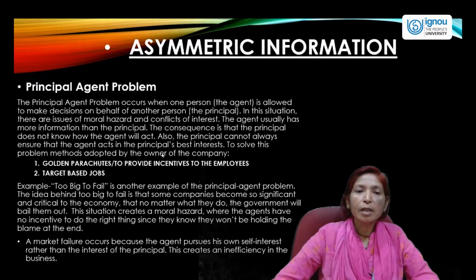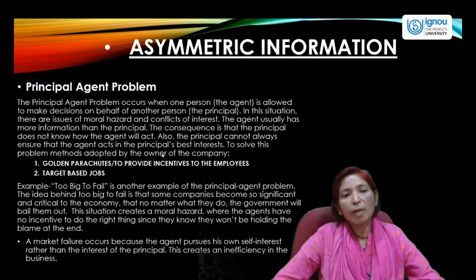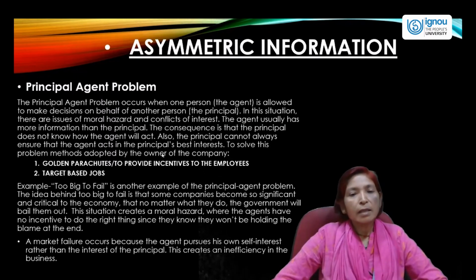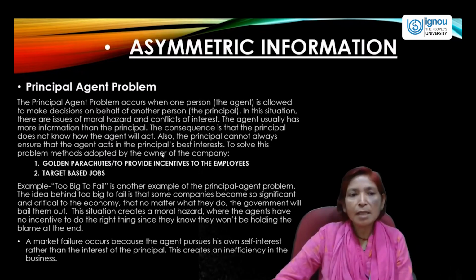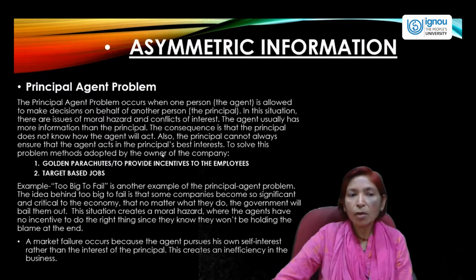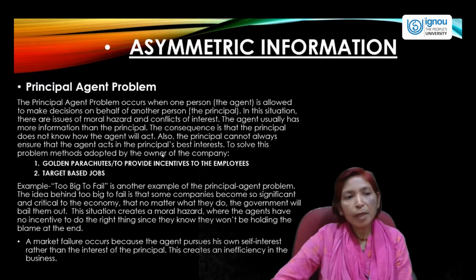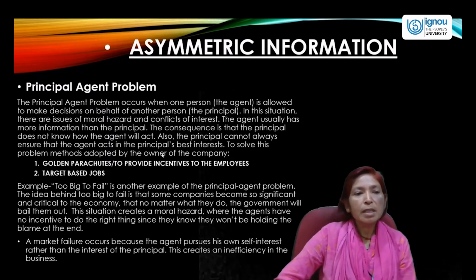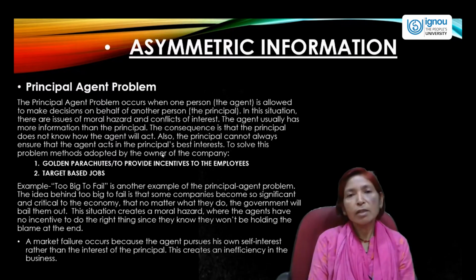The principal agent problem generally occurs when one person is allowed to make decisions on behalf of the other person. In this situation, there are issues of moral hazard and conflicts of interest. The consequence of the principal agent problem is that the principal does not know how the agent will act. Also, the principal cannot always ensure that the agent acts in the principal's best interest.